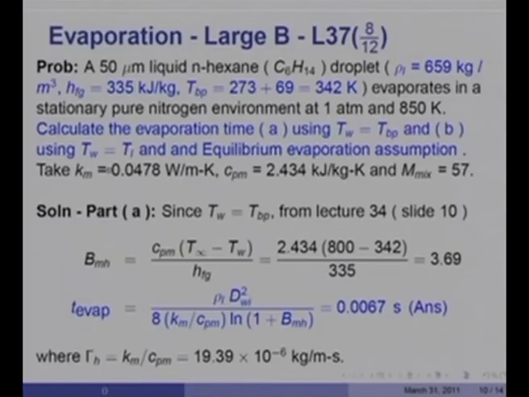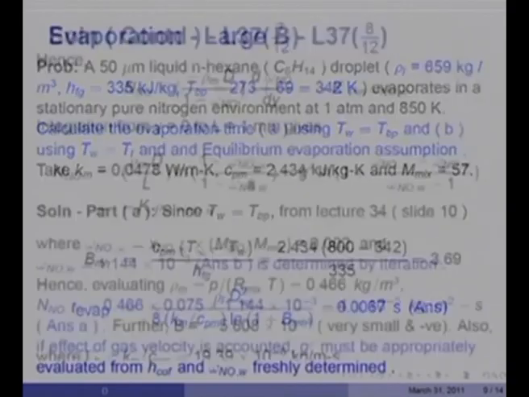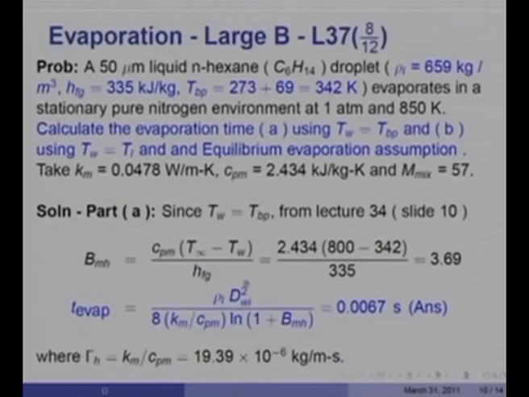In each case, take Km equal to 0.0478, Cpm equal to 2.434 kilojoules per kg Kelvin, and M mix equal to 57. So, in part A of the problem, since the droplet is at boiling point, BMH would simply evaluate to (T infinity minus TBP) Cpm divided by HFG, that is 2.434 into (800 minus 342) divided by 335 kilojoules per kg, and therefore, that would be equal to 3.69.